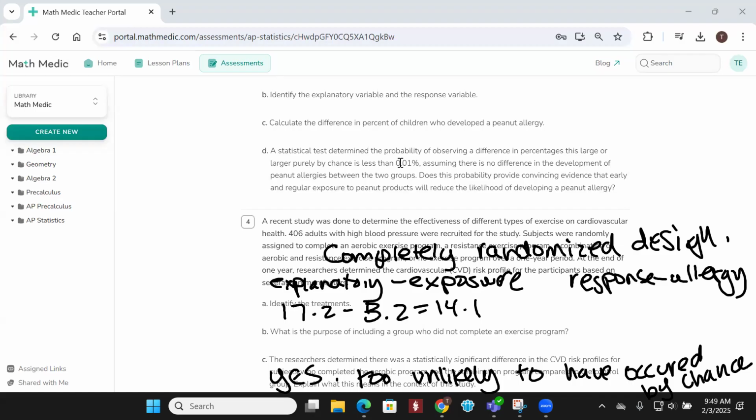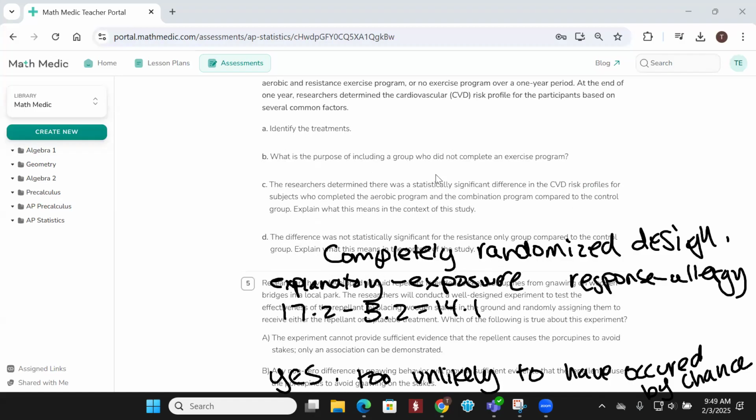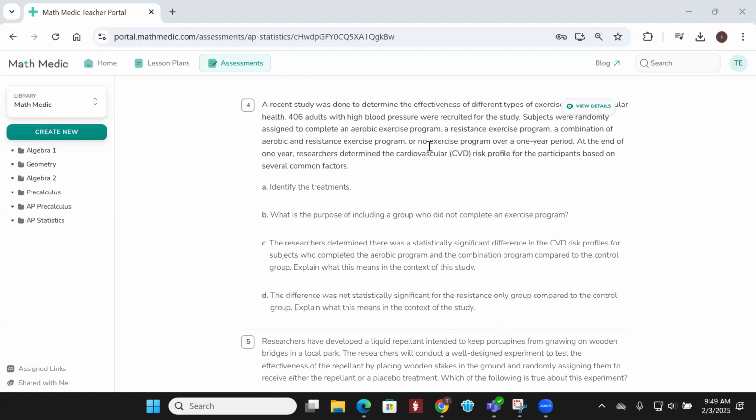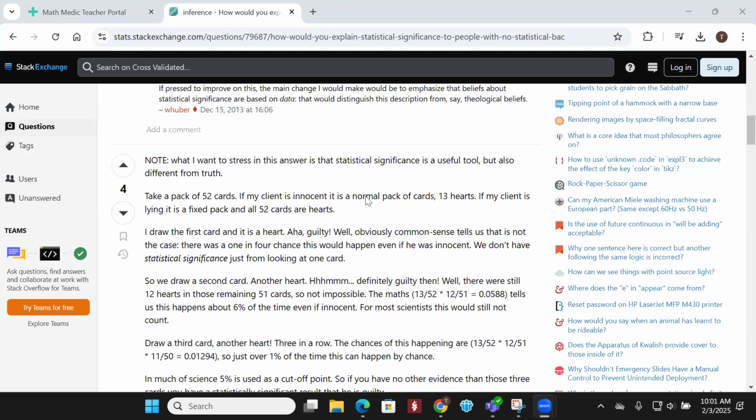Yep, go ahead and try number 4. These are the questions that you don't like. So let's try number 4. All right, ready? Take like 2 minutes. Go. Take a pack of 52 cards.